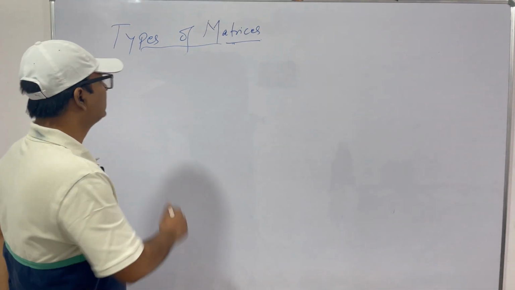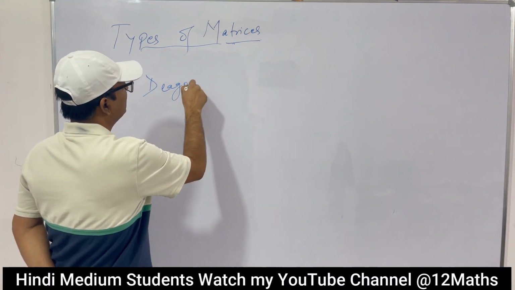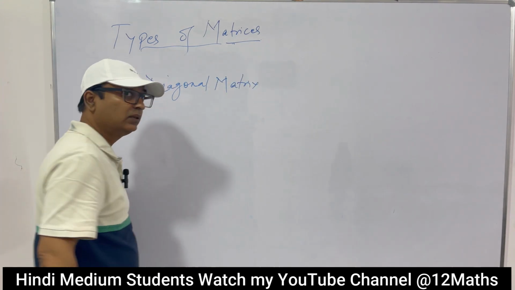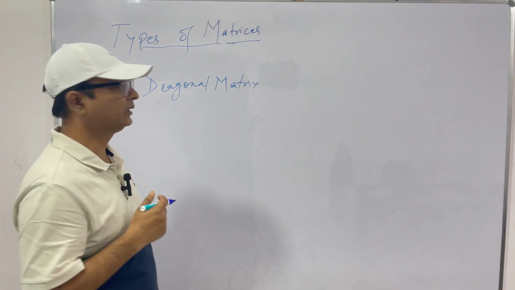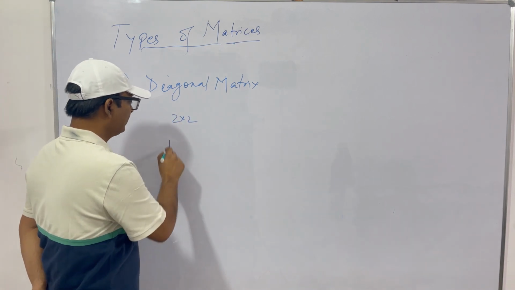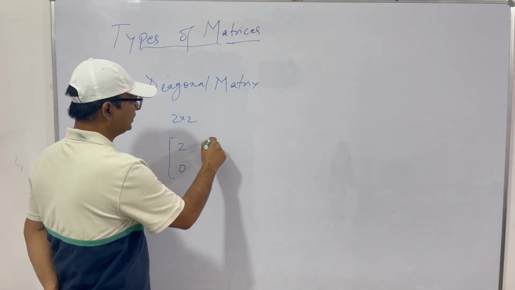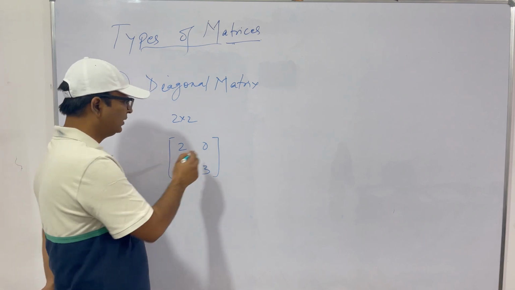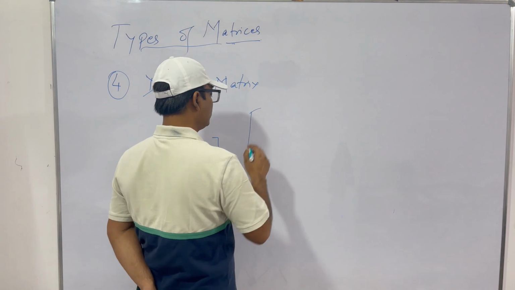Then we have a matrix called a diagonal matrix. From the name only, it is clear that it has something to do with the diagonal only. So when all the non-diagonal elements are 0, it is a diagonal matrix. Let's for example take a 2 cross 2 matrix. Let's say this is 2 and this element is 3 and this is 0, this is 0. That is, we have non-zero elements only on the diagonal. Others are 0.